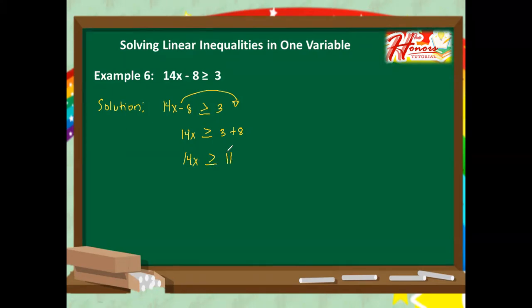There's still a number beside x, so therefore we are going to divide both sides by the number that is beside x, and that's 14. So x is greater than or equal to 11 over 14, meaning that the values of x here in your equation should be greater than 11 over 14 or it can be equal to 11 over 14.